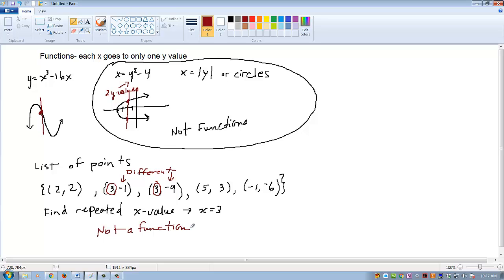So you look at the y value to see if it's an even power or if it's an absolute value or if it's a circle. Remember, circles have y squared, so that's why that would not be a function. But hopefully that's a good enough example of how that works.